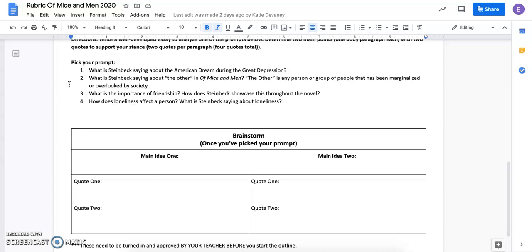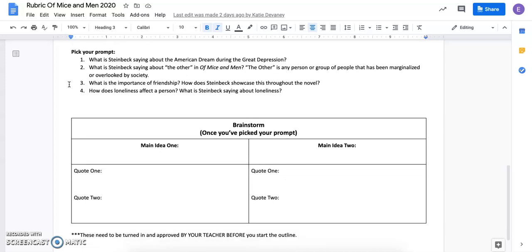Number three, what is the importance of friendship? How does Steinbeck showcase this through the novel? So, what is he saying about the importance of friendship, and how do we know that for sure? And then finally, number four, you can decide to talk about how loneliness affects a person, and what Steinbeck is saying about loneliness. Just as I said, you are only picking one of these four prompts to answer. Select whichever one strikes your interest and something that you know you could talk about for a while, and you already have some connections to the text and some ideas of how to answer using Of Mice and Men. Once you've figured out your prompt, you're going to highlight it or circle it.